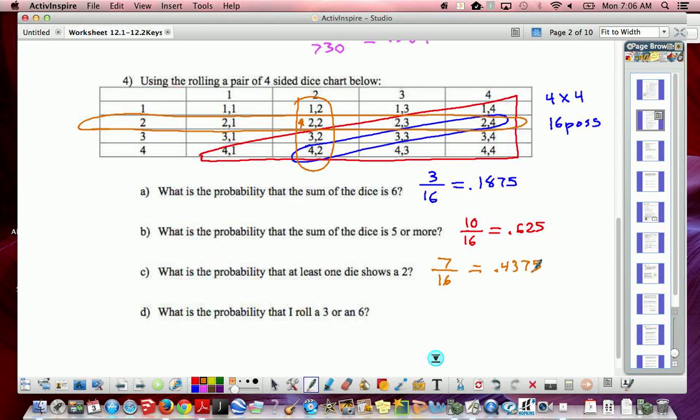And then the last question says, what's the probability that I roll a 3 or a 6? So I look at my 3s. Well, the only way I can roll a 3 is a 2 and a 1, and a 1 and a 2. And the 6s I did earlier up in A, which I had right here, those 3. So 3 plus 2 is 5 out of 16. And so when I divide that out, I get 0.3125. So this ends your worksheet.